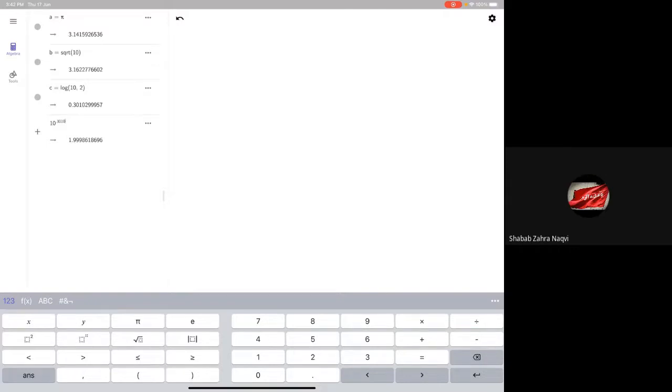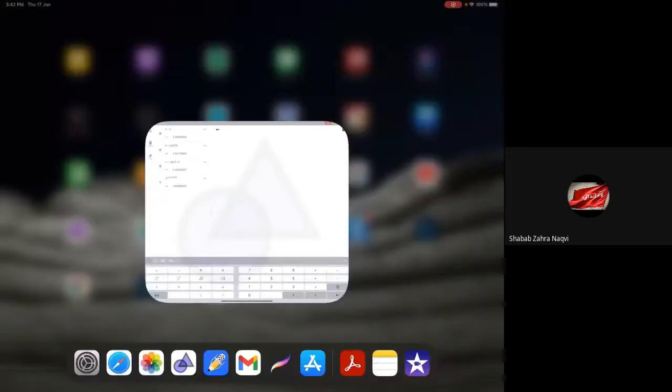1.99, which is approximately 2, right? Because I didn't type the whole thing. See, after 0.3010, I have 2,999,999,7. If I write it out, I'll get approximately 2. You are getting my point? Yes, sir. So this is the meaning of what?